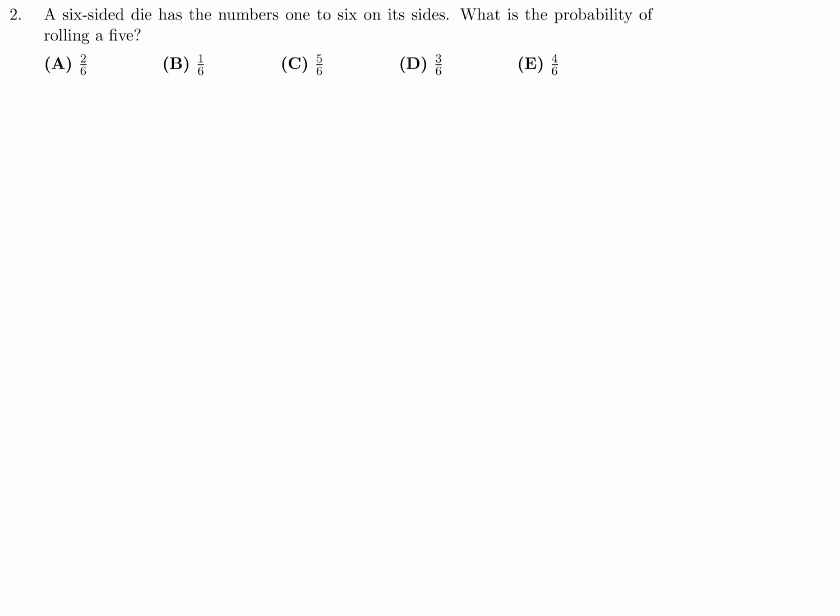A 6-sided die has numbers 1 to 6 on its sides. What is the probability of rolling a 5? So 1, 2, 3, 4, 5, and 6 are the numbers. And of these 6 numbers, you want to roll a 5. So in any probability question, it's usually a fraction. And the bottom number, the denominator, will be the total. In this case, there's 6 numbers, so the total is 6.